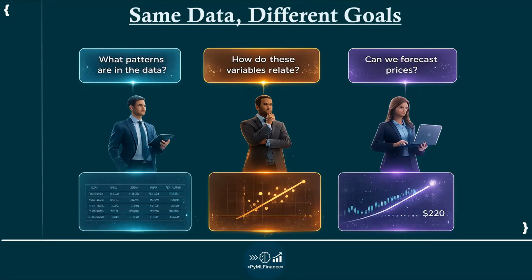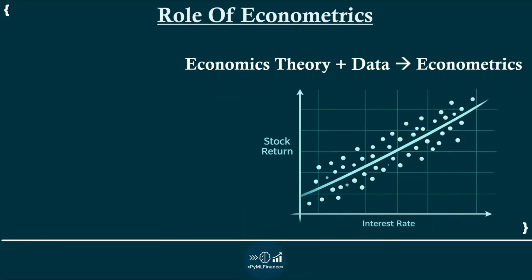So, we may have the same dataset, but each field approaches it differently. Statistics describes patterns in the data. Econometrics studies relationships between variables, and machine learning focuses on predicting outcomes.